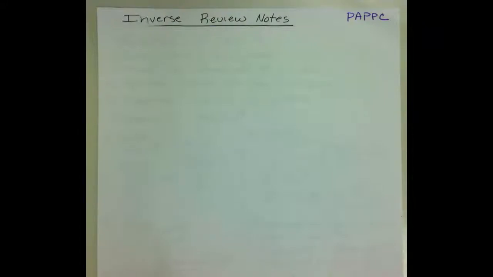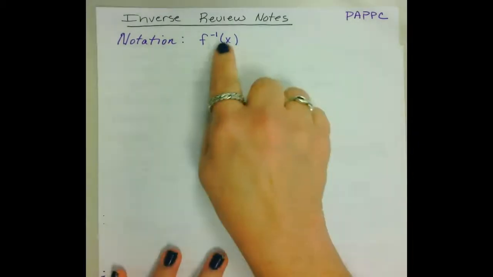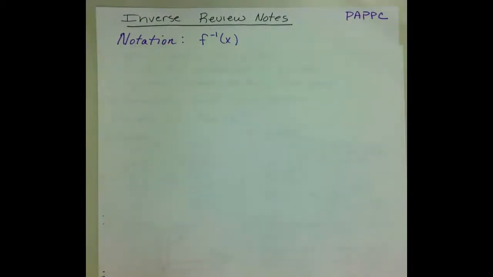Hi, this is a quick review of everything you learned about inverses in Algebra 2. So let's start first with the notation. In the notation we use f to the negative 1 of x. Remember, function notation is f of x. Inverse function notation has that little negative 1 right there between the f and the x. And that's how we know it's inverse.